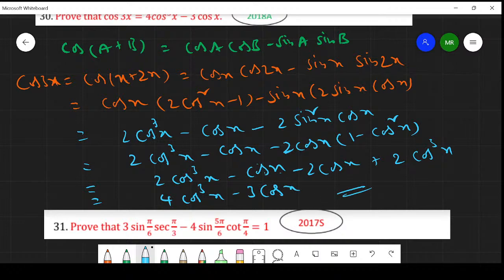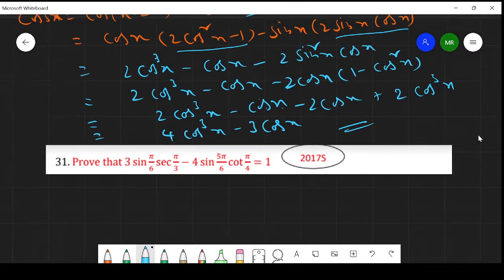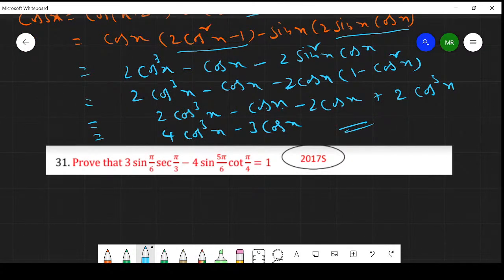To prove that cos 3x equals 4 cos cube x minus 3 cos x, take the cos of a plus b formula, then replace a with x and b with 2x, then simplify. Cos 2x means 2 cos square x minus 1, and sin 2x means 2 sin x cos x; you expand that. Everything I want in terms of cos, so replace sin square x with 1 minus cos square x, simplify, and we get the required answer. I hope you understood this. If anyone has a doubt, please ask me, I can explain again.